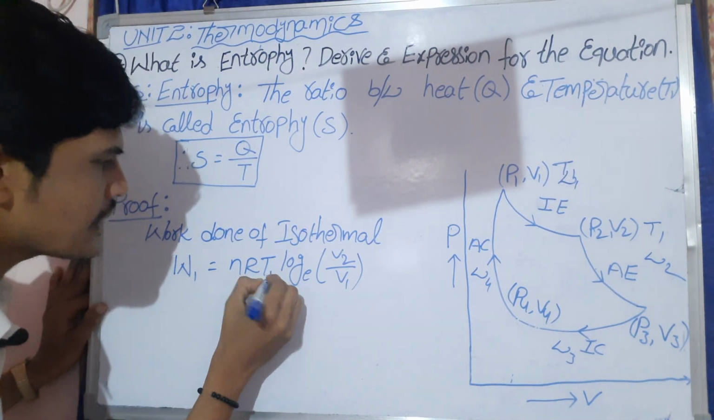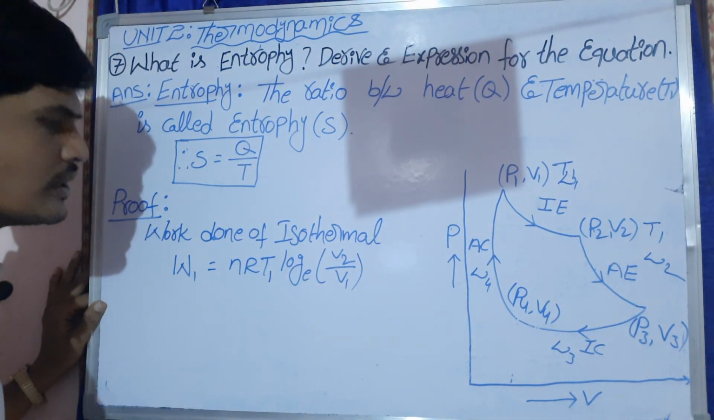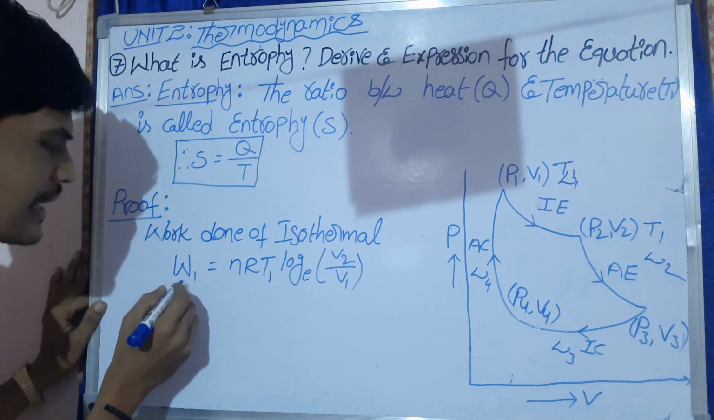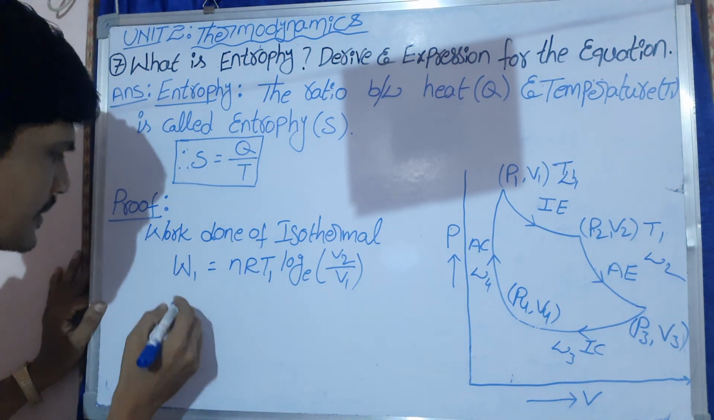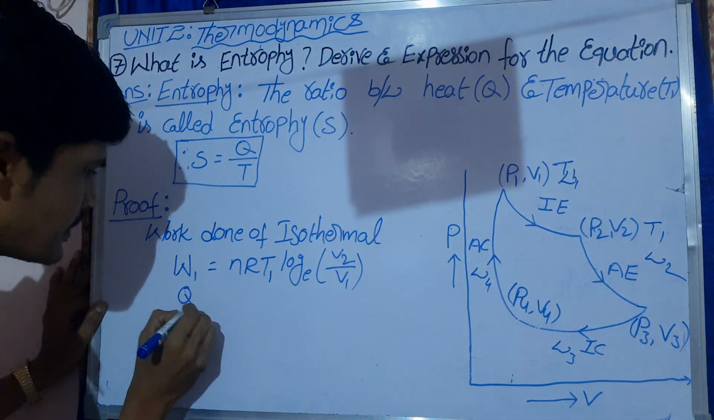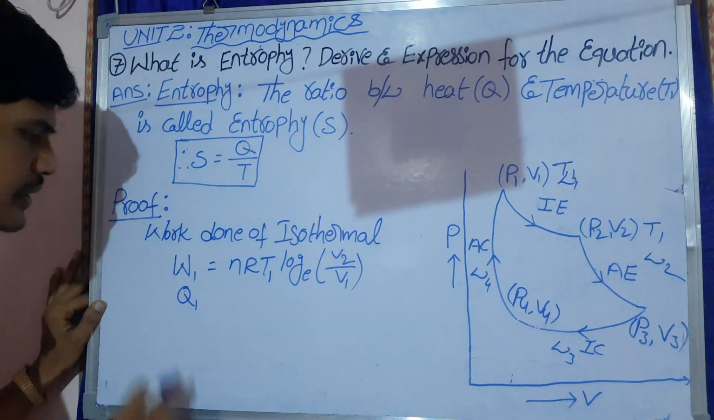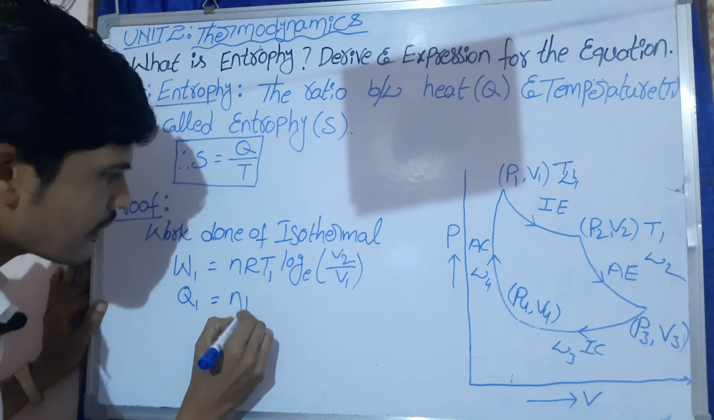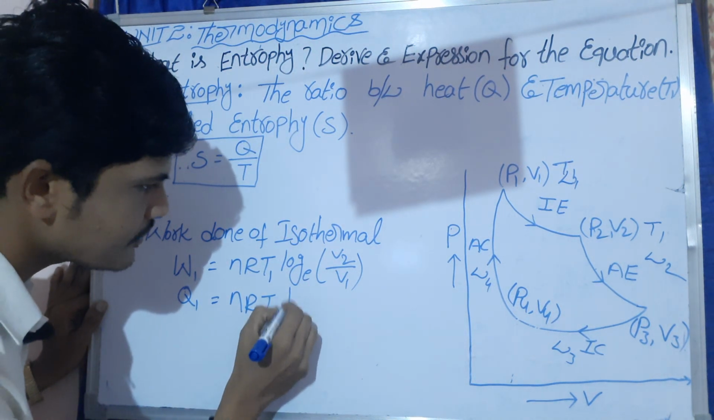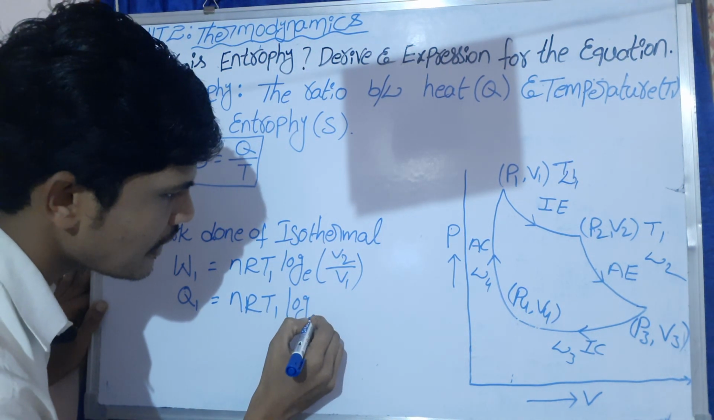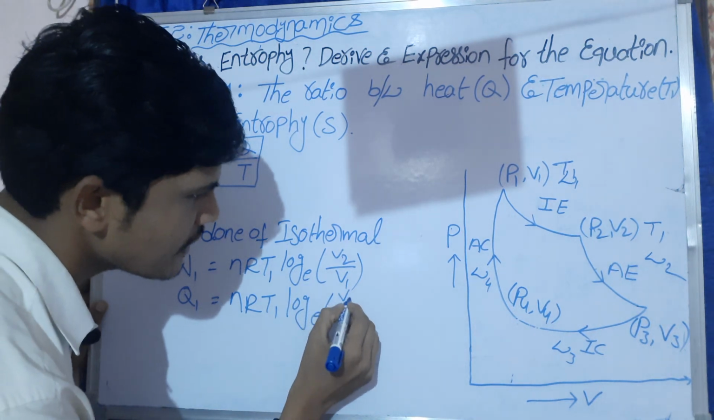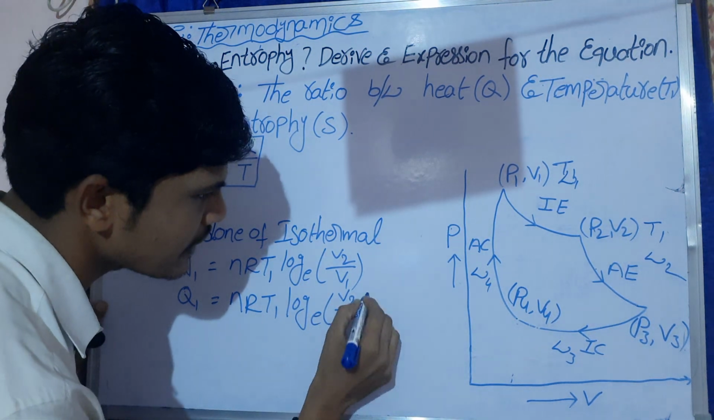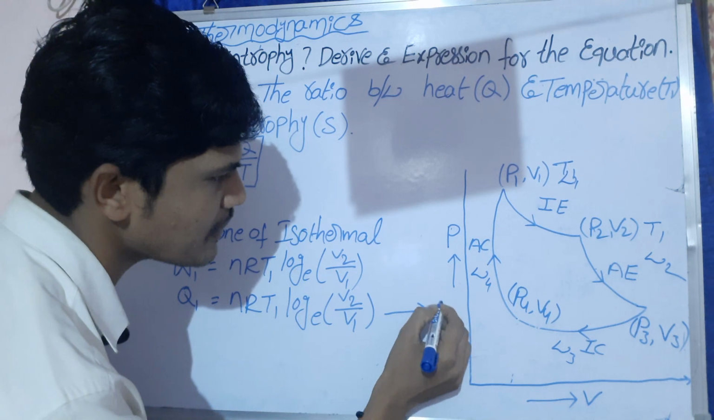At temperature T1, the work is converted into heat energy. So the heat Q1 equals nRT1 log base e V2 by V1. This is equation number 1.